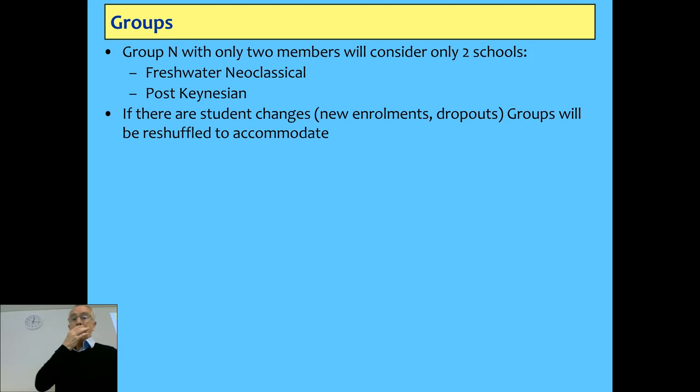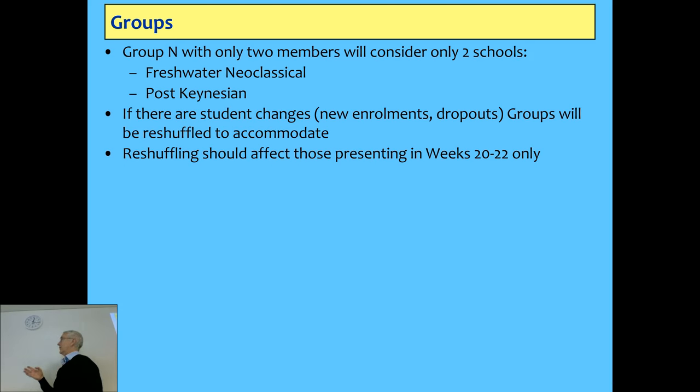If I have to do reshuffling, I'm going to focus on those who are doing weeks 20 to 22 and where people have not actually chosen, so I've just simply allocated them automatically. So that's happening twice. That'll happen in future weeks. Is that cool enough? Yeah.